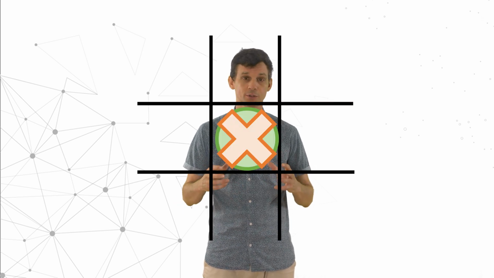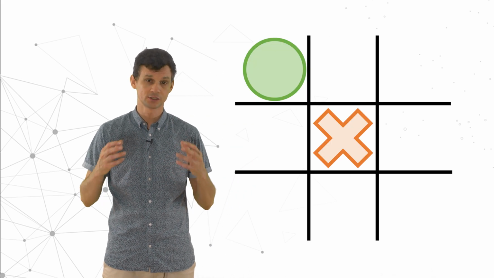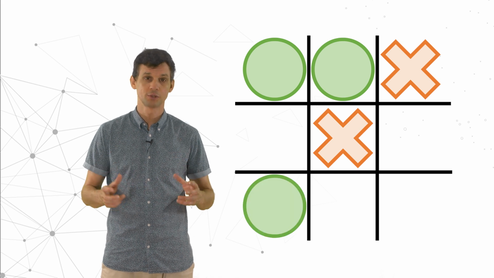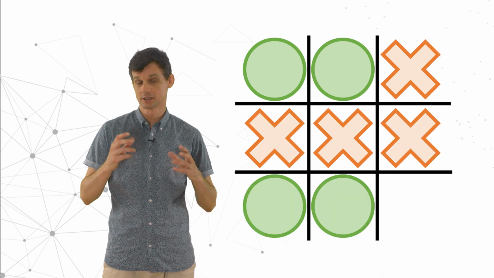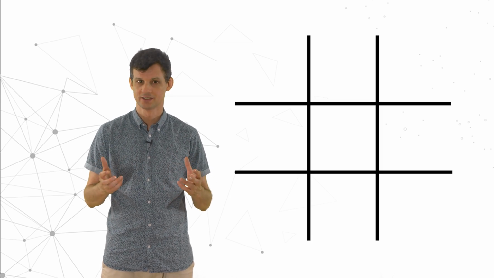Tic-tac-toe is a very simple board game. It is a 2-player game where each player takes turns placing markers on a 3x3 grid. The first player places an X on any square of the grid. The second player places an O on any square of the grid. Players alternate turns, placing their markers on any empty square on the grid.